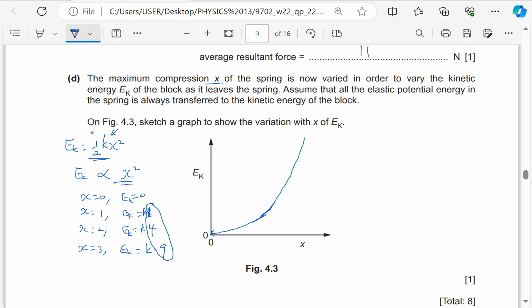It is a curve of increasing gradient starting from the origin. Okay, as simple as that.